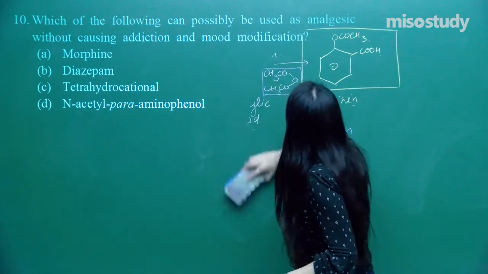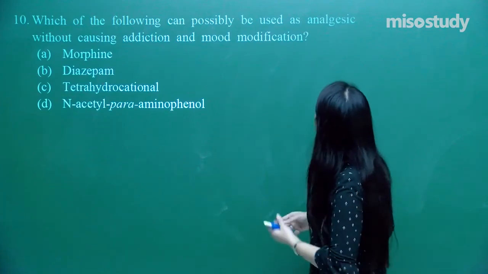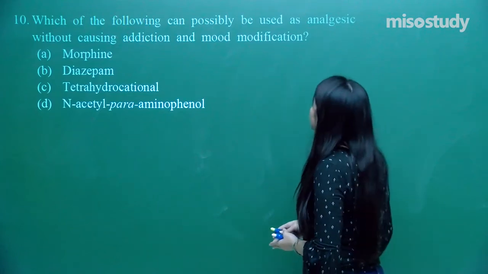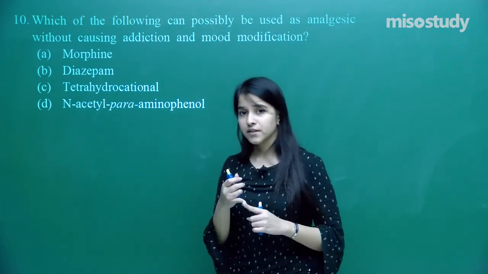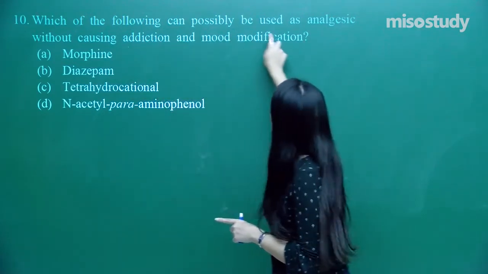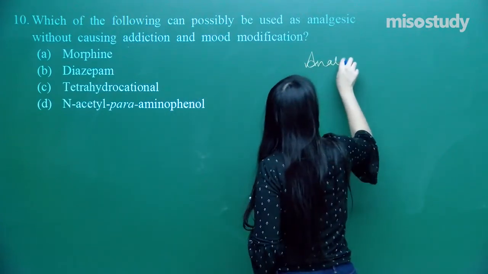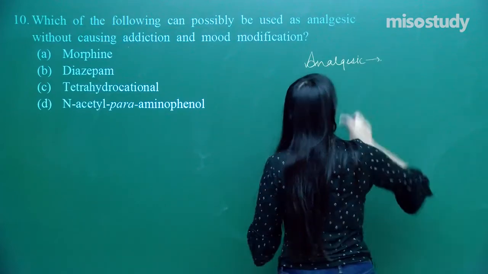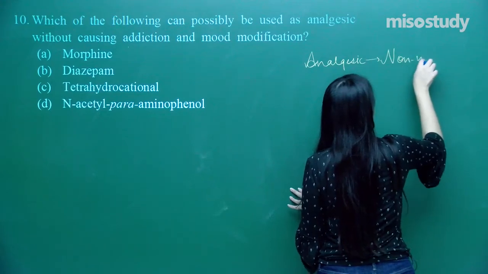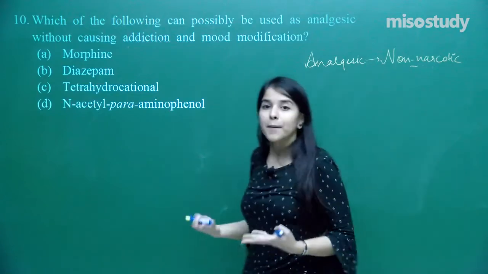Yes, the last one we have, what is it? Which of the following can possibly be used as analgesic without causing addiction and mood modification? So it must be an analgesic, and secondly, it must have no addiction and no mood modification. That means analgesic, and that too non-narcotic. So it must be non-narcotic. That means having no kind of addiction, no mood uplift.